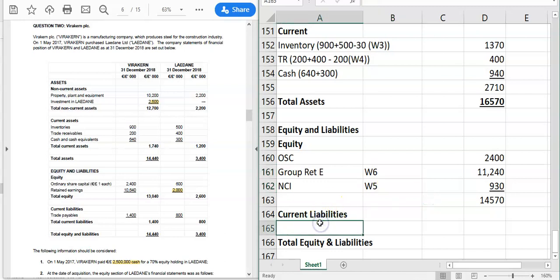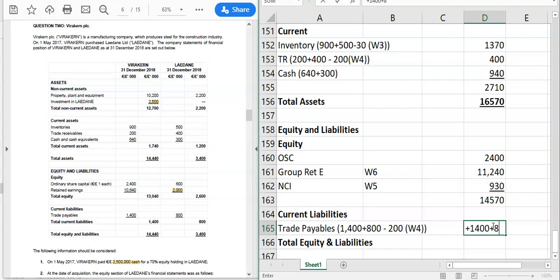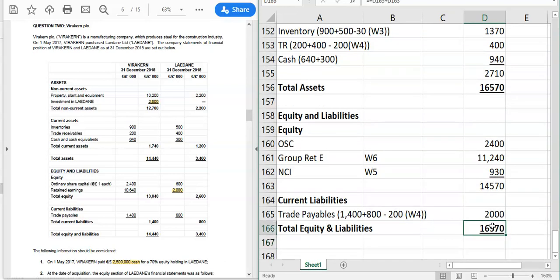Then current liabilities is just trade payables, and that is going to be the 1,400 from the parent, plus the 800 from the subsidiary, minus the 200 from working 4. And that is corresponding to, on row 53, the 200 taken off trade receivables. The balance between the parent and the subsidiary are eliminated against each other. Reduce receivables, reduce payables. And that will get you 2,000.